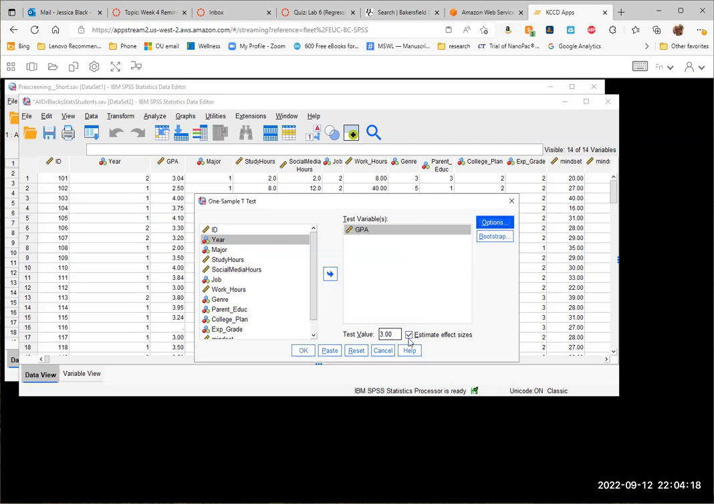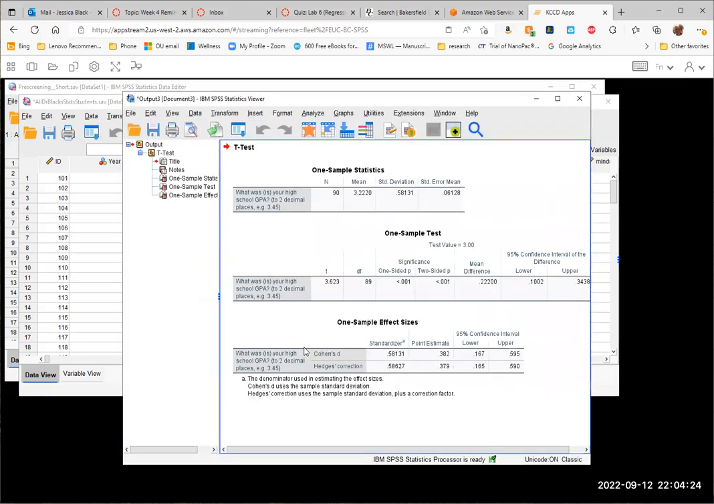By default, it estimates effect sizes, such as Cohen's d. So we'll just hit OK. All right, let's look at this. What we get by default is the sample size, n equals 90, the mean for the sample, which is 3.22, which is greater than 3.0. But our question is, is it significantly different? So let's look.